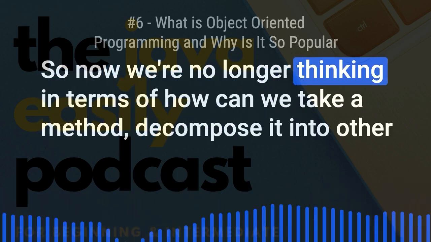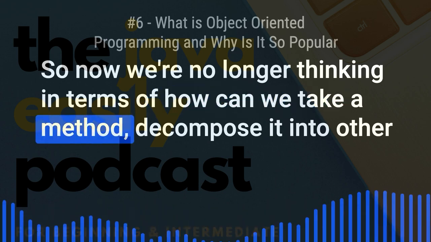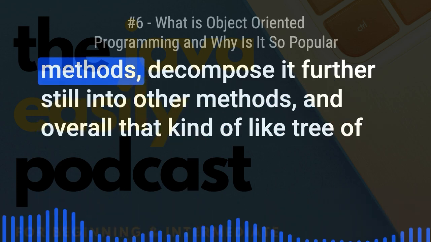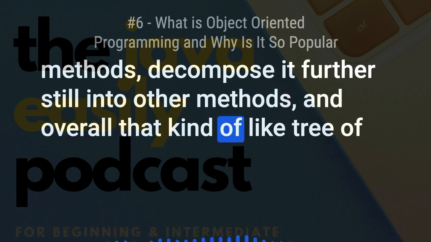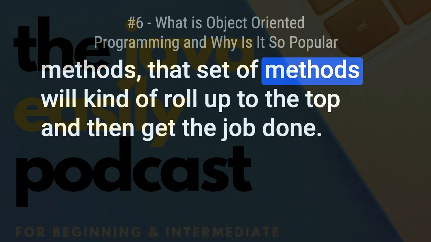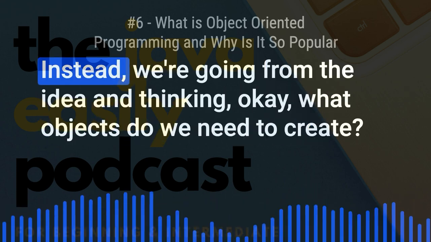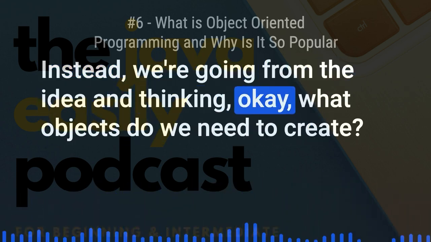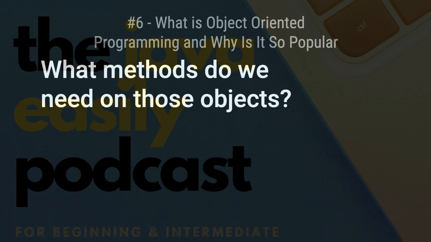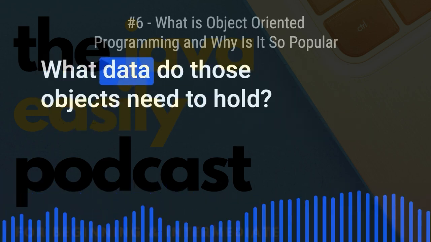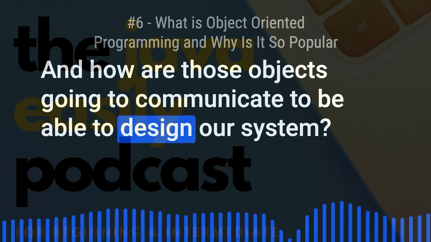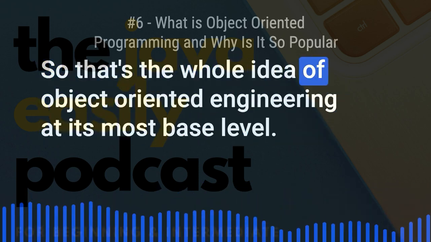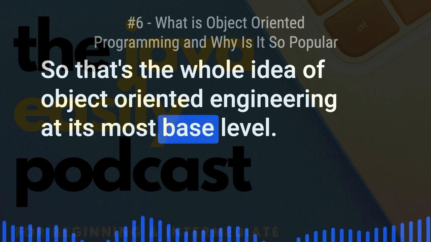So now we're no longer thinking in terms of how can we take a method, decompose it into other methods, decompose it further still into other methods, and overall that tree of methods will roll up to the top and then get the job done. Instead, we're thinking, okay, what objects do we need to create? What methods do we need on those objects? What data do those objects need to hold? And how are those objects going to communicate to be able to design our system? So that's the whole idea of object-oriented engineering at its most base level.